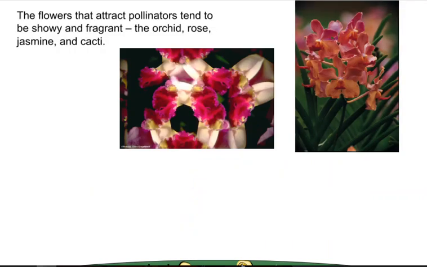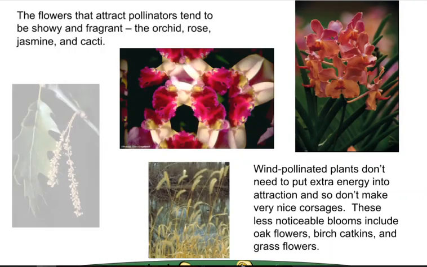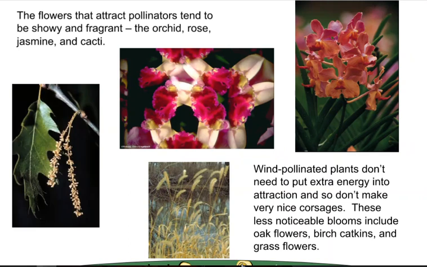The flowers that attract pollinators tend to be showy and fragrant. The orchid, rose, jasmine, and cacti. Wind-pollinated plants do not need to put extra energy into attraction and so do not make very nice corsages. These less noticeable blooms include oak flowers, birch catkins, and grass flowers.